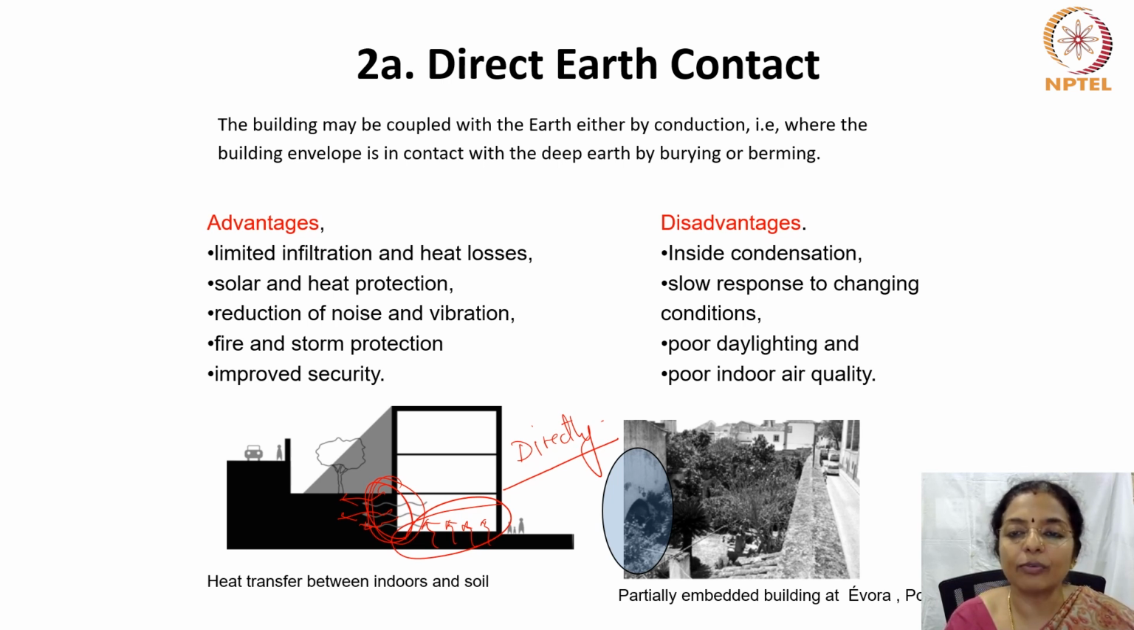The first disadvantage is it has condensation issues. It can give slow response to changing conditions. It gives poor daylighting because it's buried in the soil. Also, indoor air quality can be poor, because what happens is if you open this, then cold draft will come in. And if you have too much cold draft coming in, the earth may not be able to make the indoors as comfortable as it would, and therefore that can result in poor indoor air quality.